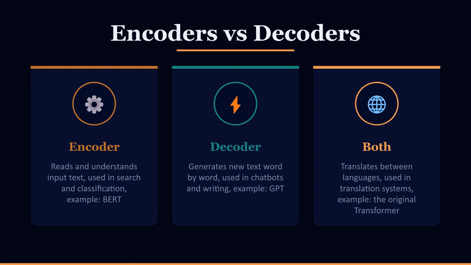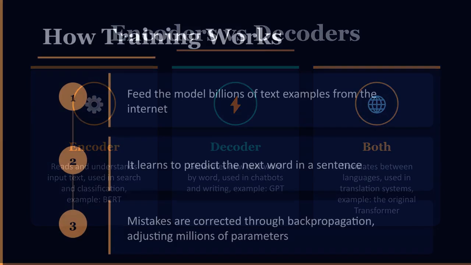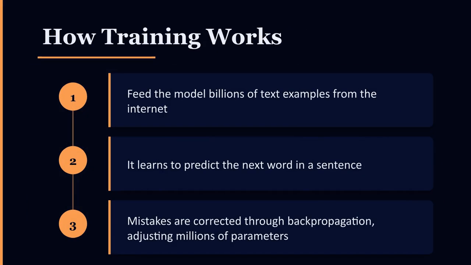Training a transformer is conceptually simple. You give it a massive amount of text, hide a word, and ask it to guess what comes next. When it guesses wrong, you adjust its internal settings slightly so it does better next time. Repeat this billions of times across terabytes of text, and the model develops an incredibly nuanced understanding of language. It's like the world's most intense fill-in-the-blank exercise.